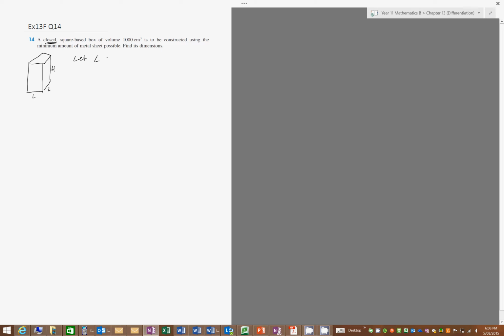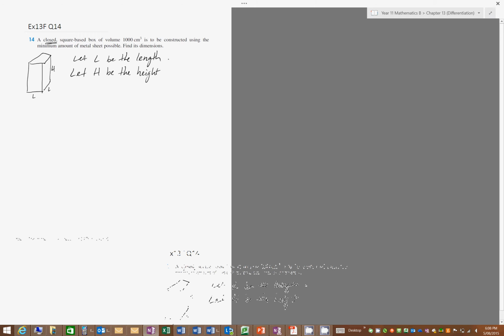Let L be the length, and let H be the height. Both of these are going to be in centimeters. Okay, so the minimum amount of sheet metal sheet. So basically trying to minimize the area. Okay, so need to minimize area.